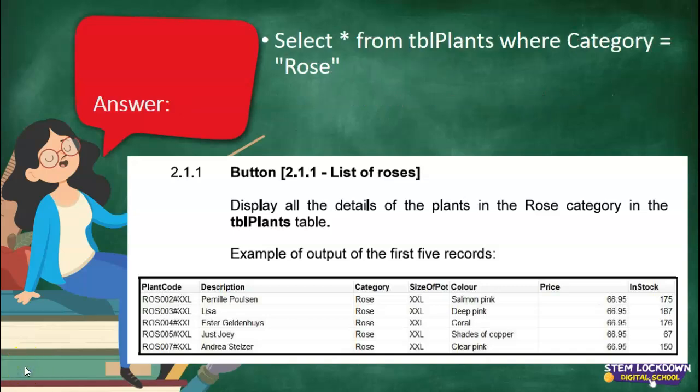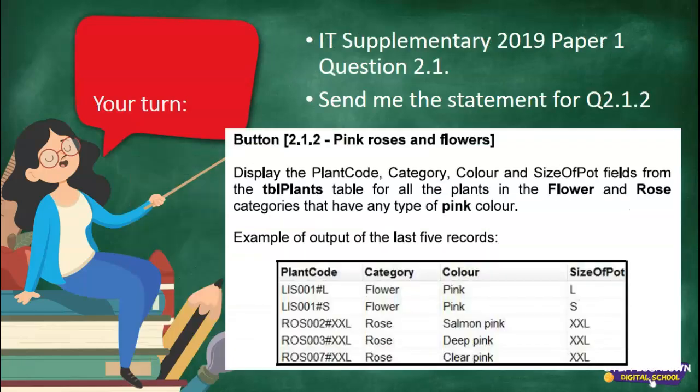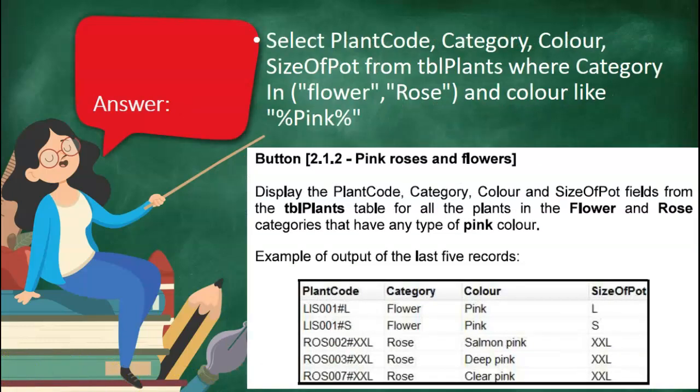And this was a very simple one. We just had to find the category with rows. But remember the double quotes around rows because category is a text data type. And here's the last one. Press pause. I'm showing you the answer soon. You could use your in operator here for flower and rose, and then the color is like pink, any form of where pink appears in the color.